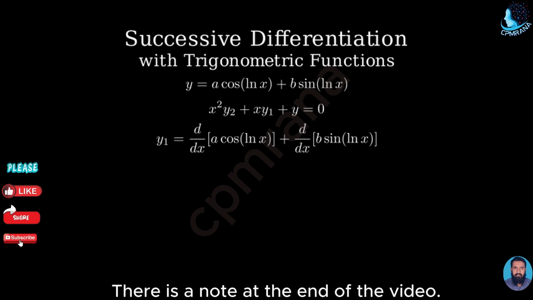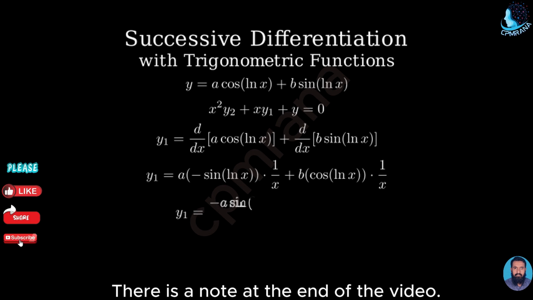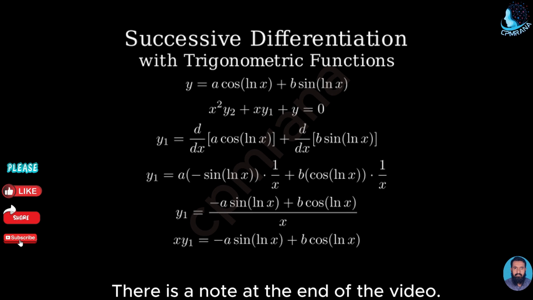First, we'll find y1, which is the first derivative with respect to x. We'll use the chain rule here. For cosine of ln x, we get negative sine of ln x times 1 over x. And for sine of ln x, we get cosine of ln x times 1 over x. To make our next step easier, let's multiply both sides by x. This gives us x y1 equals negative a sine of ln x plus b cosine of ln x.